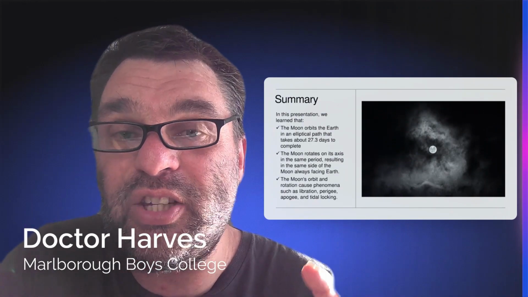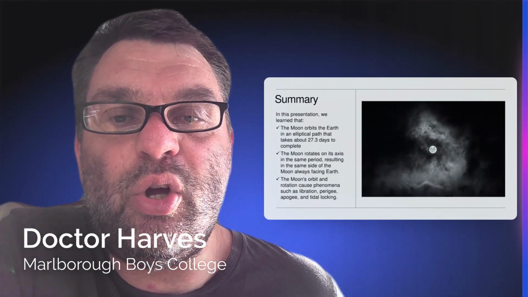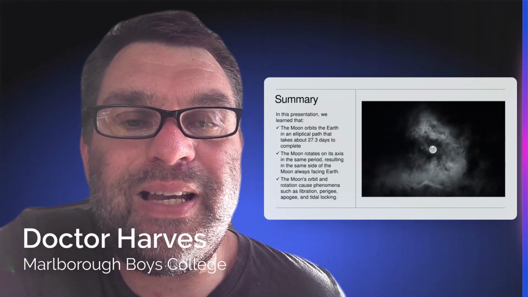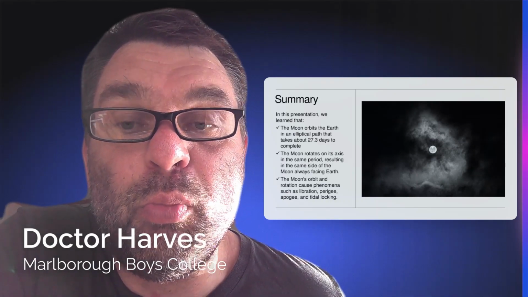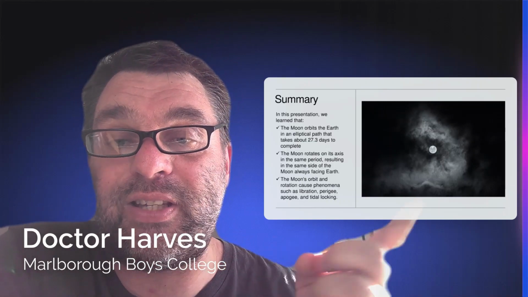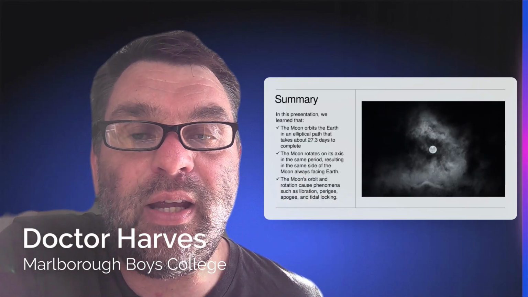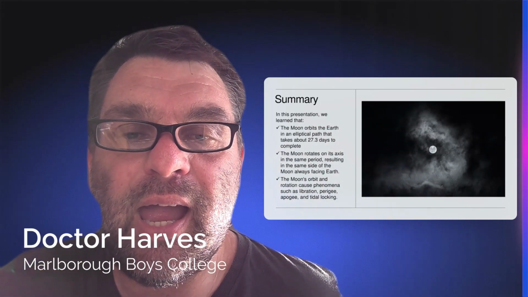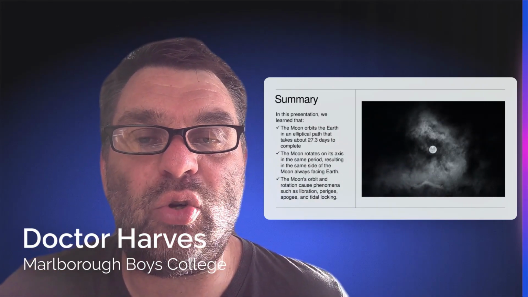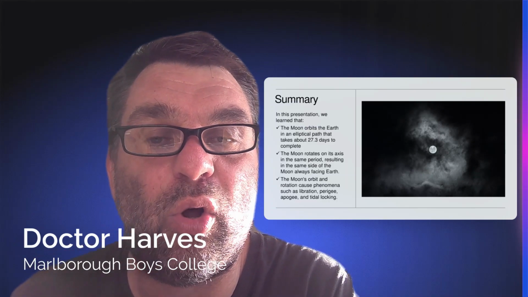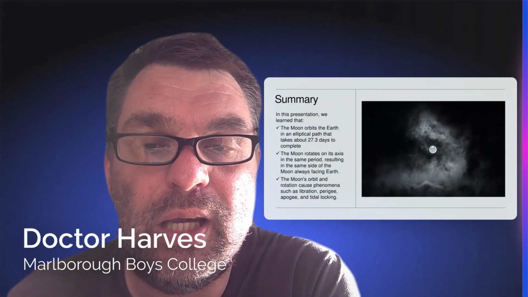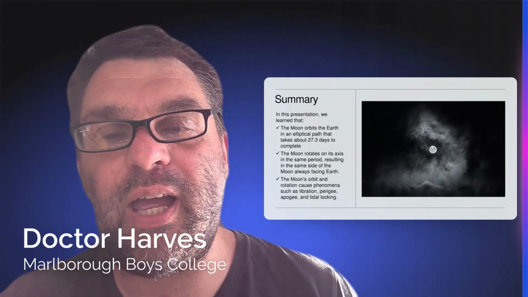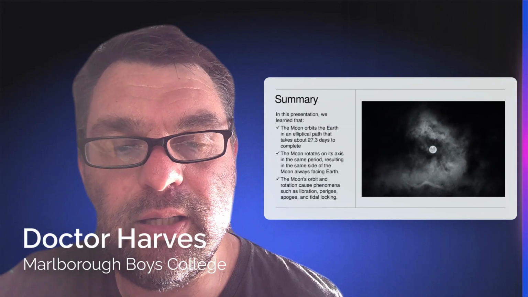And finally, just to summarize those points, the moon orbits the Earth in an elliptical path that takes about 27.3 days to complete. And the moon itself rotates on its axis in the same period. So that way you always see the same side of the moon facing the Earth. And the moon's orbit and rotation cause concepts which were looked at: libration, the perigee, apogee, okay, that's the elliptical orbit problem, and tidal locking. Okay, so that's just a summary of what we've learned today.